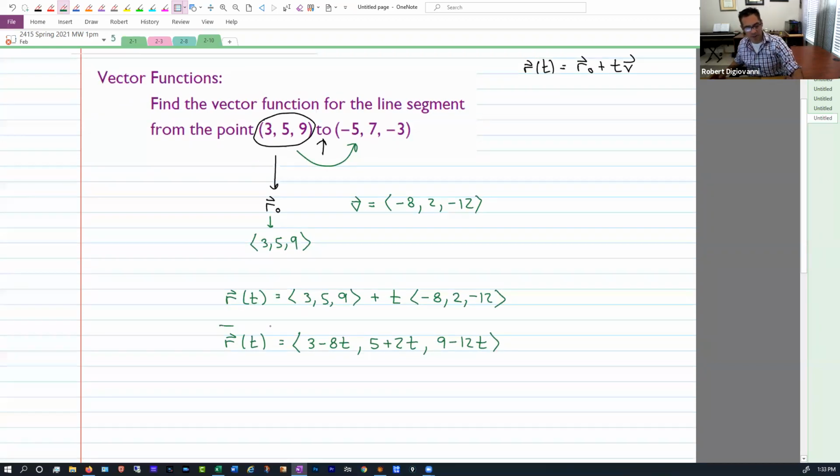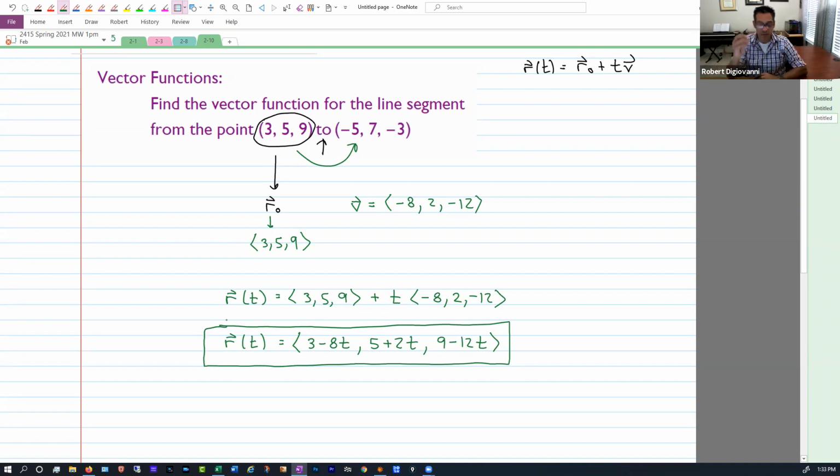So right now, this is the vector function that draws me the entire line. This draws me the entire line, and that's not what I want. I want the line segment, only the part of the line that goes from (3, 5, 9) to (-5, 7, -3). So this is where things get super easy. All you have to do is restrict t between 0 and 1.